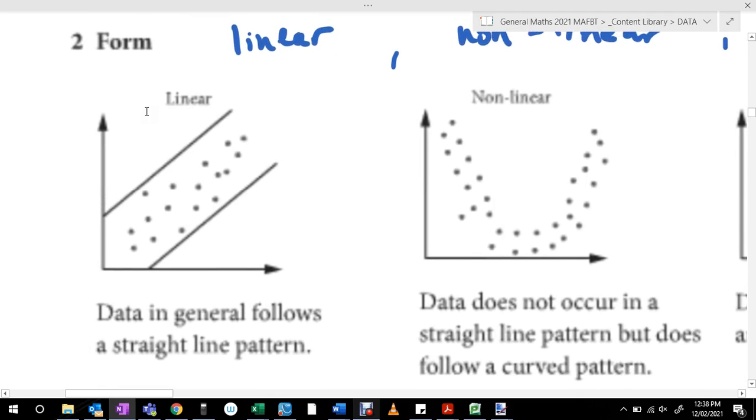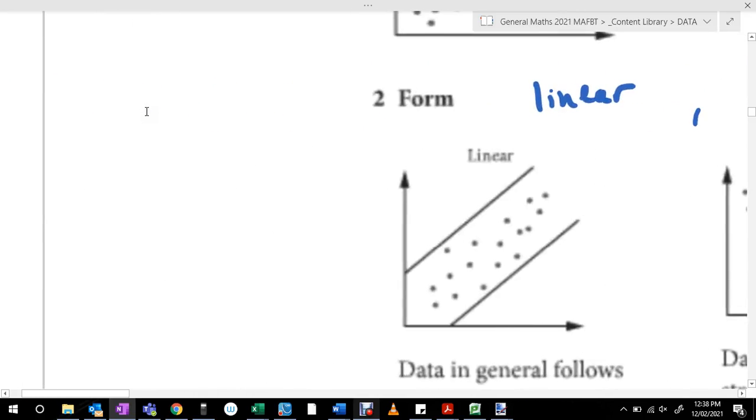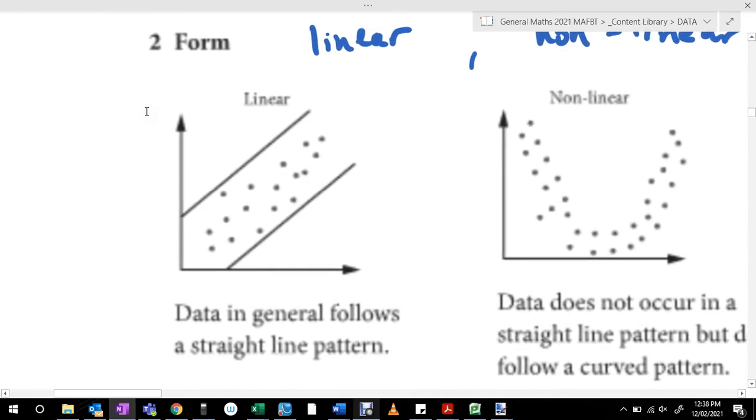So when it comes to form, you've got three answers: linear, non-linear, and no association. When it's linear, you have to be able to imagine a line going through the graph. That's what linear means, a straight line. So if you can see there's a clear straight line that you can put in a graph, it's linear.